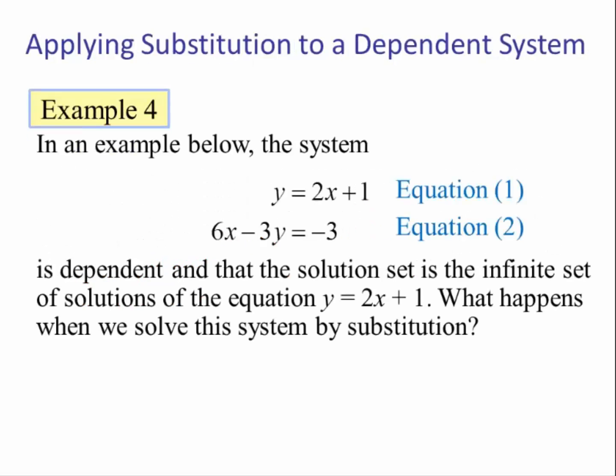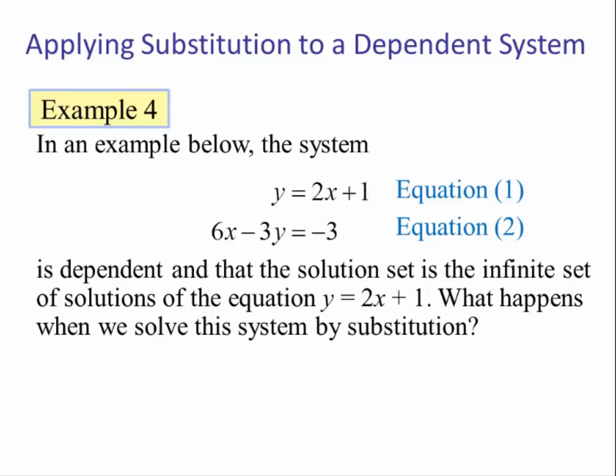Example 4. In the example below, the system y equals 2x plus 1 and 6x minus 3y equals negative 3 is dependent, and the solution set is the infinite set of solutions of the equation y equals 2x plus 1. What happens when we solve the system by substitution? It turns out that this equation and this equation are exactly the same equation. If we put this in y equals mx plus b form, we're going to get y equals 2x plus 1. So this has an infinite number of solutions. We call this a dependent system.